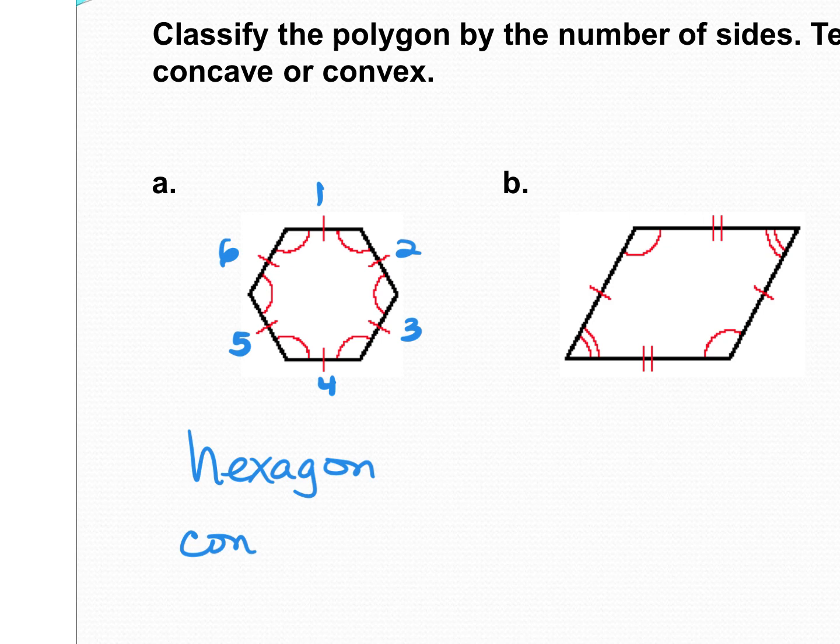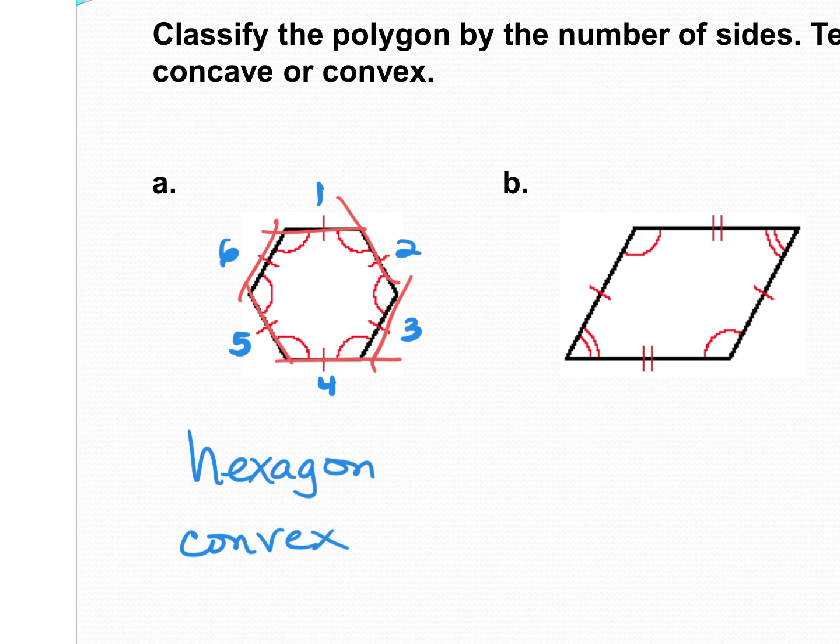Convex. Good. Notice all of those vertices look like they're pointing outward. Or again, if you were to trace over the sides, you would see that this red line does not go into the interior on any one of the sides.